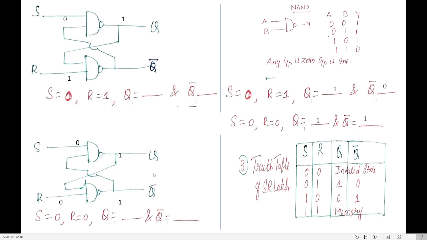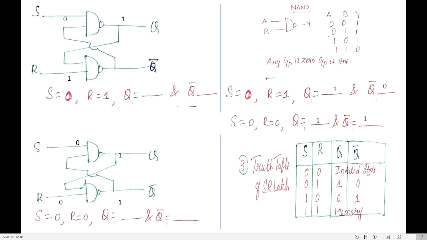When Q is 1, Q bar should be what? 0. It must be complement to each other. In this case, both are 1s. It means outputs are predicted to be 1, which is not valid. So I write it as invalid.